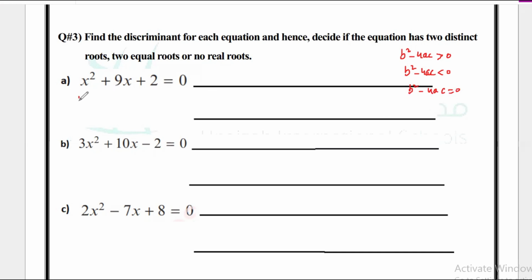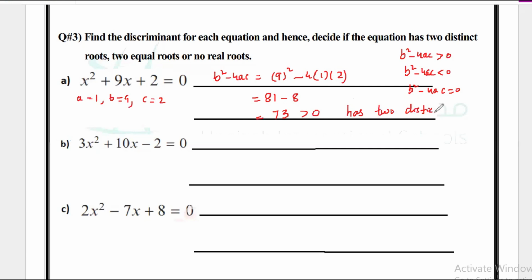So here a is 1, b equals 9, and c equals 2. That means b squared minus 4ac becomes 9 squared minus 4 into a, c is 2. So that means 81 minus 8, which is equal to 73. This is greater than 0. That means it has two distinct roots, or different roots, you can say that.